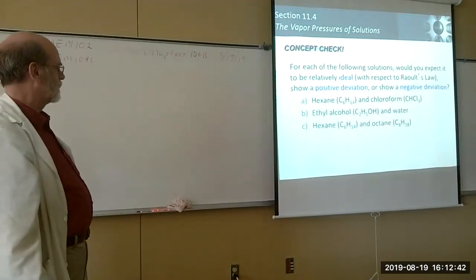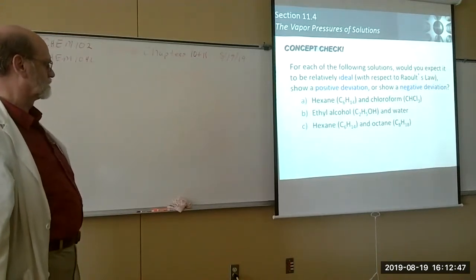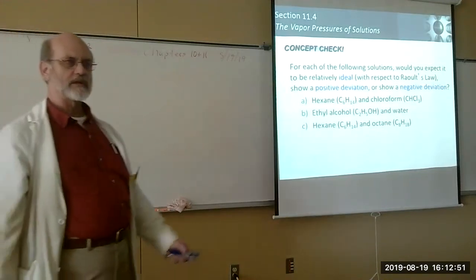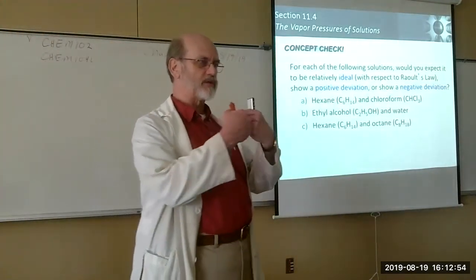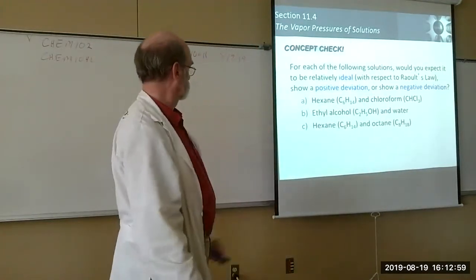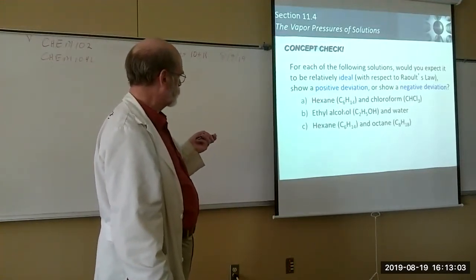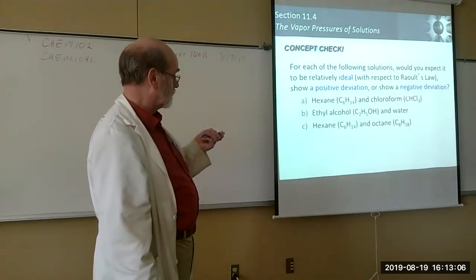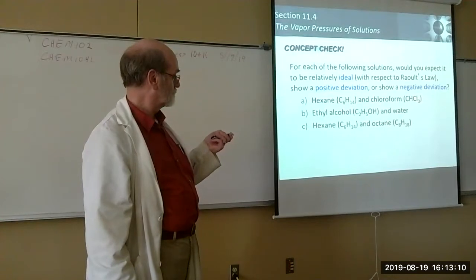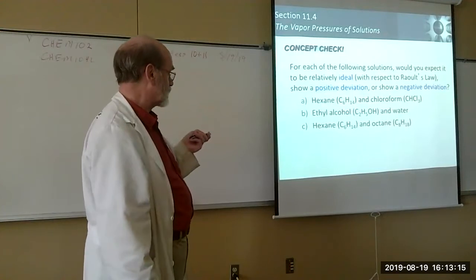Which ones of these would be ideal? Which ones would give you the same type of interaction between the two as within each other? Hexane has very weak interaction with itself. Chloroform is slightly polar, so it's going to have a stronger interaction. So the interaction between the two would not be the same.